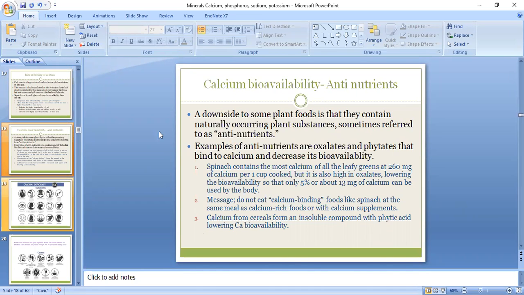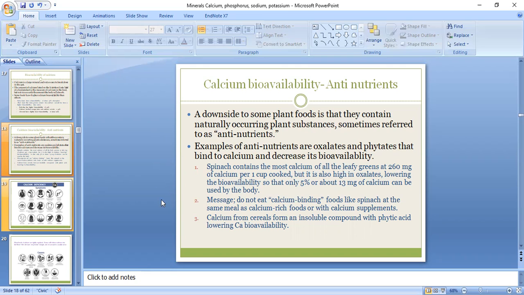Know the anti-nutrients regarding calcium bioavailability. A downside to some plant foods is that they contain naturally occurring plant substances, sometimes referred to as anti-nutrients. Examples of anti-nutrients are oxalates and phytates that bind to calcium and decrease its bioavailability. For example, spinach contains the most calcium of all leafy greens, at the rate of 260 milligrams per cup cooked, but it is also high in oxalates, which lowers its bioavailability to about 5%. It means that if we consume 260 milligrams from 1 cup of spinach, it will give only 13 milligrams of calcium.